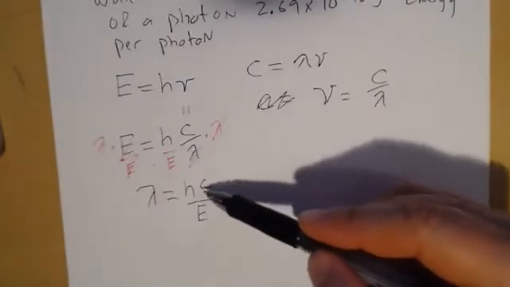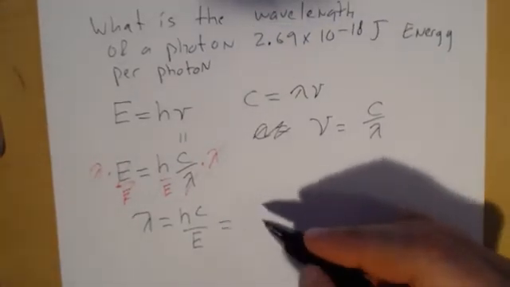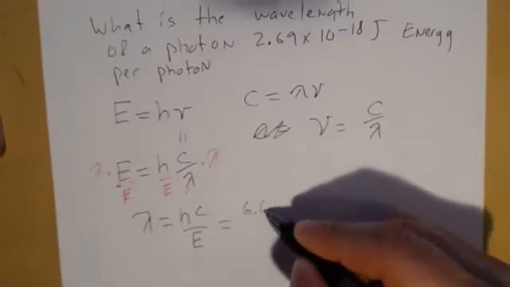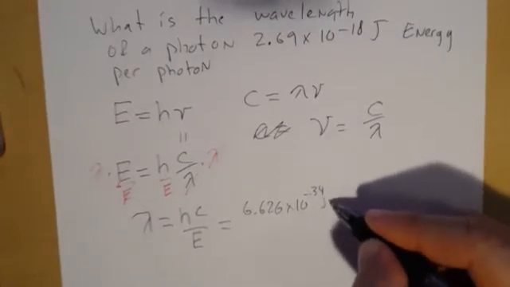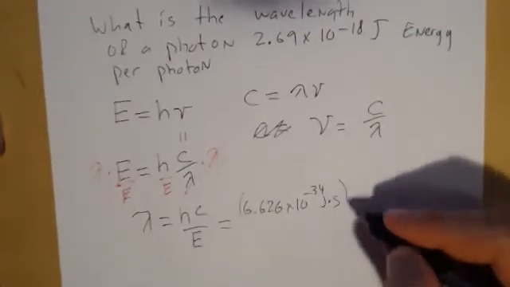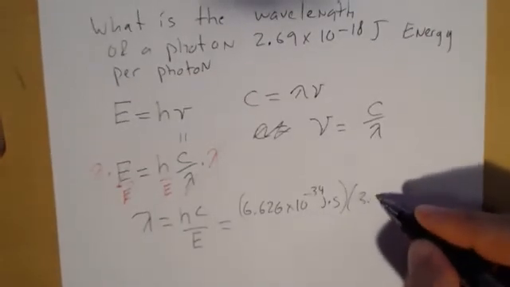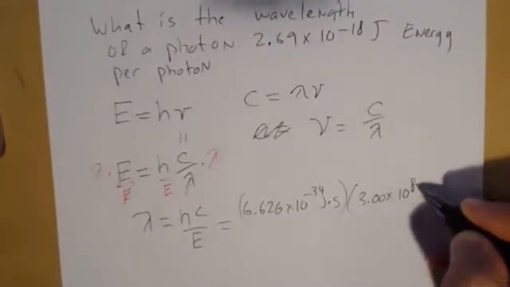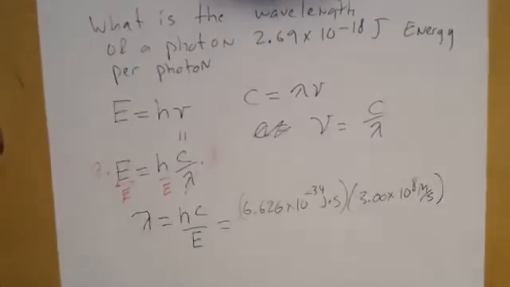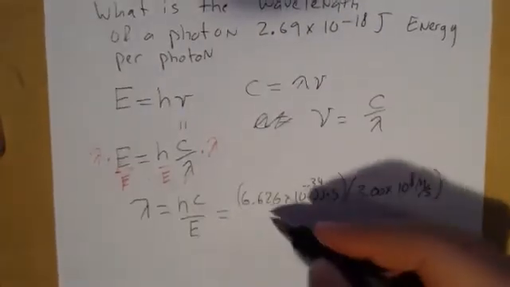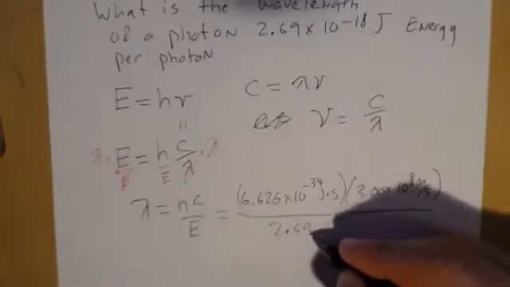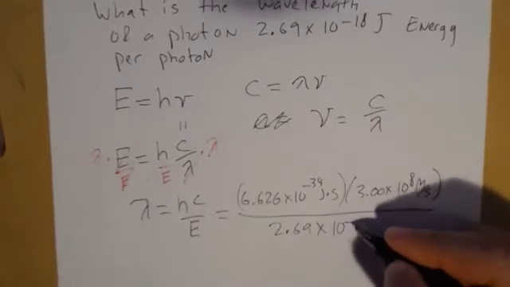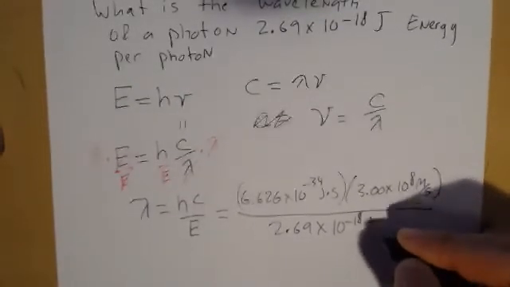So now I can plug those in. So h is a constant, c is a constant, and I was given the energy of a photon. So let's plug those in. Planck's constant is 6.626 times 10 to the minus 34 joules times seconds. The speed of light is 3.00 times 10 to the 8 meters per second. And then let's divide by energy of that photon, which we said one photon was 2.69 times 10 to the minus 18 joules.